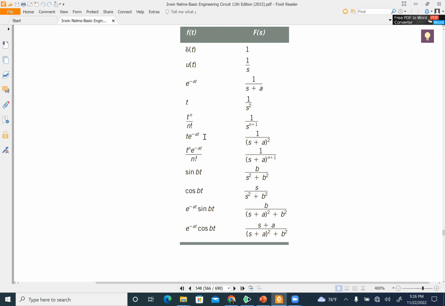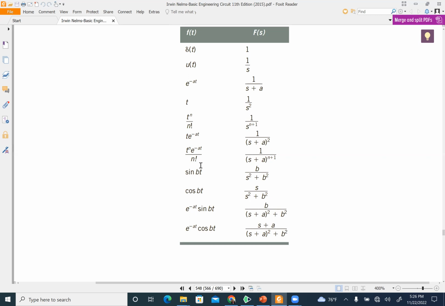Okay, so basically you get t to some power times e to the minus at, and this is just some constant, right? T to some power e to the minus at will be something of the form 1 over s plus a to some power, right?